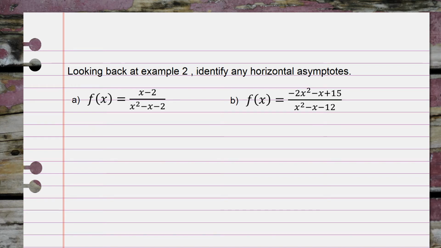Now, looking back at our previous examples, example 2, for a we had f of x equals x minus 2 all over x squared minus x minus 2. We're now going to go back and identify the horizontal asymptote. It's easy to identify the horizontal asymptote when the function is written in expanded notation. So looking at example A, we look at our leading terms. We have an x over x squared.